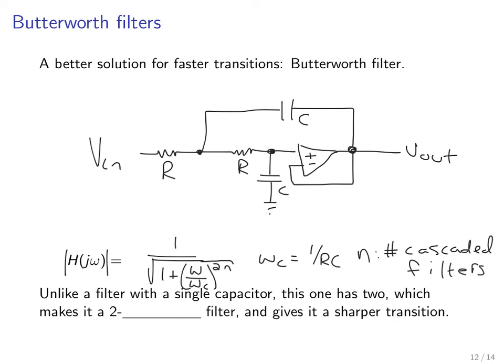Unlike a filter with a single capacitor, this one has two, which makes it what we call a two-pole filter, characterized by two capacitors of the same value, and it gives it a sharper transition.